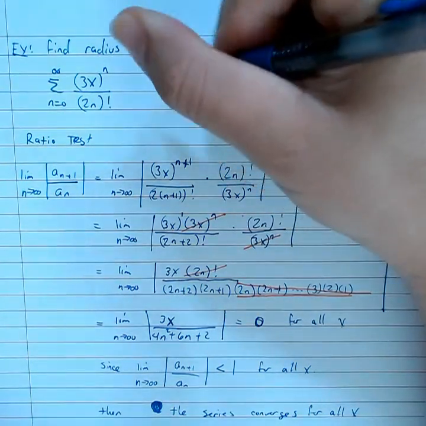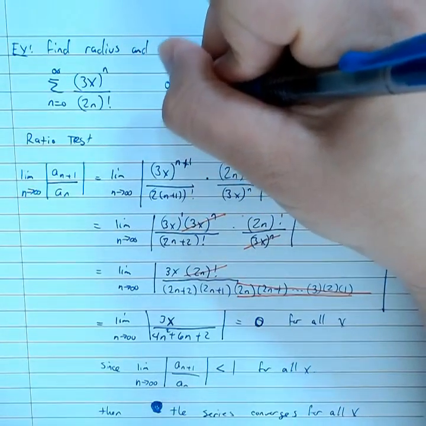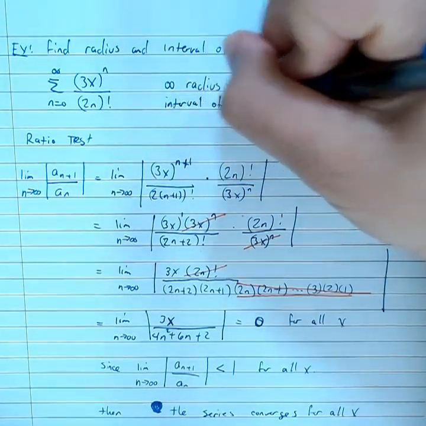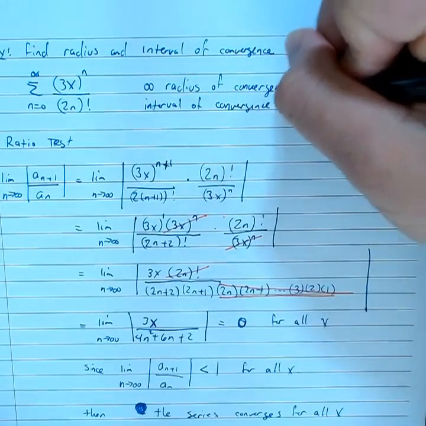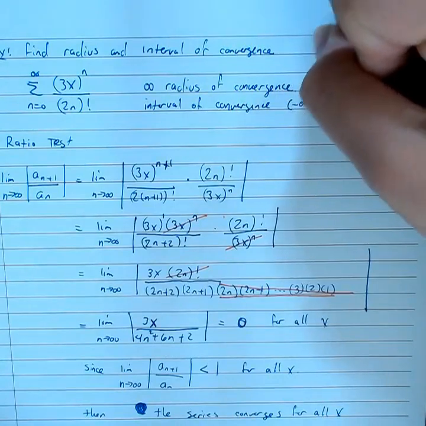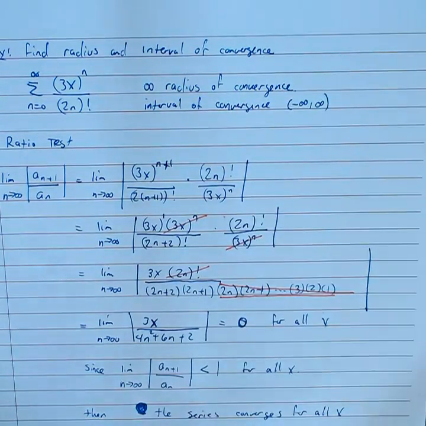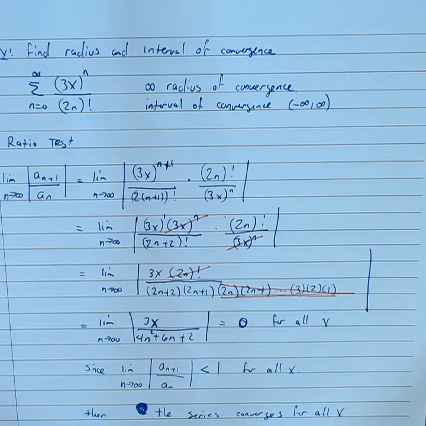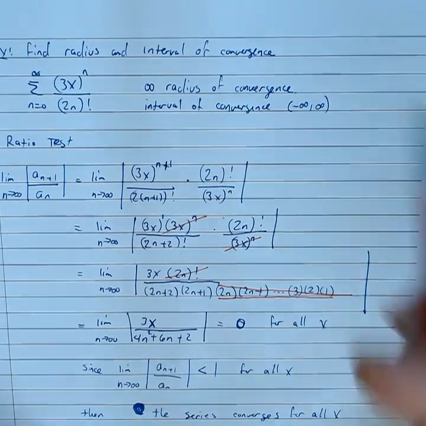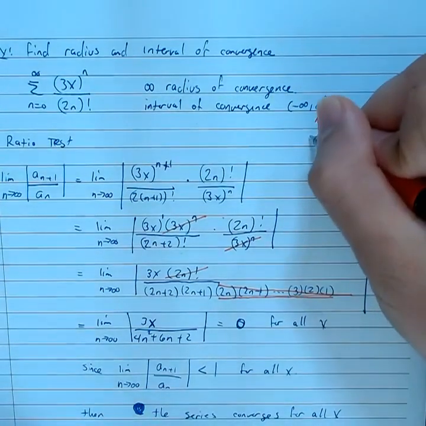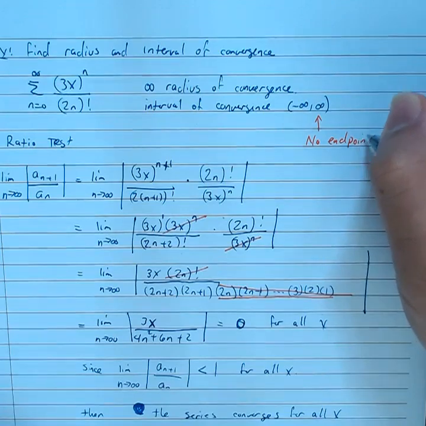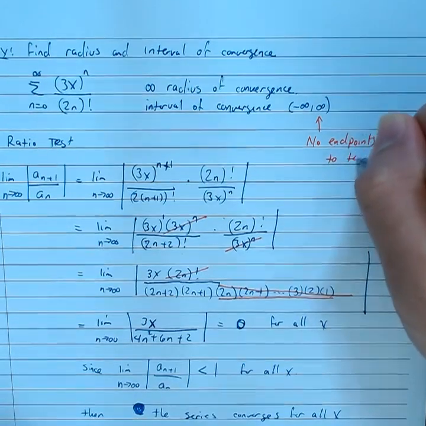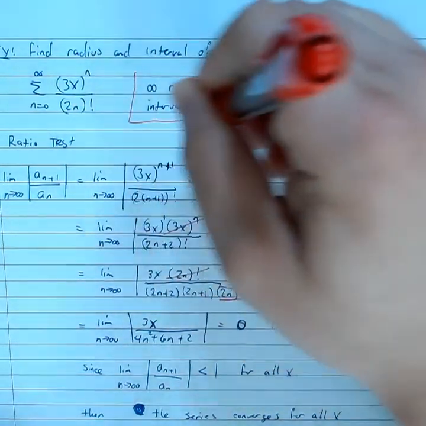Which means that your interval of convergence is the entire number line. From minus infinity to infinity. Normally we would have to test the endpoints, but here this doesn't have any endpoints. The entire number line goes on forever in both directions. So here, note, for this case, we don't test the endpoints. There are no endpoints to test. So that's it. That's our result.